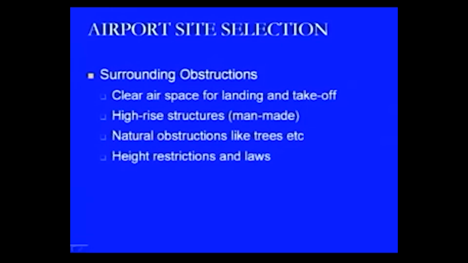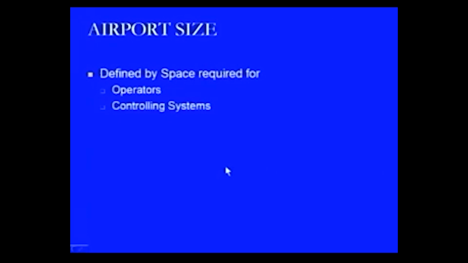So, these height restrictions and laws have to be taken care of. The next thing we can discuss now is the size of an airport, and how we are going to decide what the size should be. It is defined by the space required for operators, that is airlines, the controlling systems, that is security controls and operational navigational controls, the management staff managing the airlines or the airport, and the ground movements required for the aircraft coming to the aprons or the terminal buildings or going to the storage areas or the hangars.